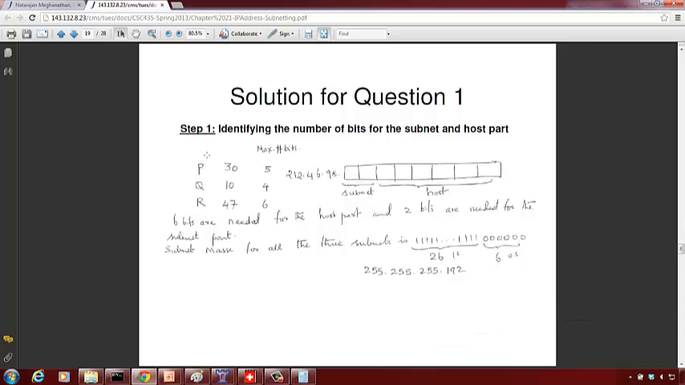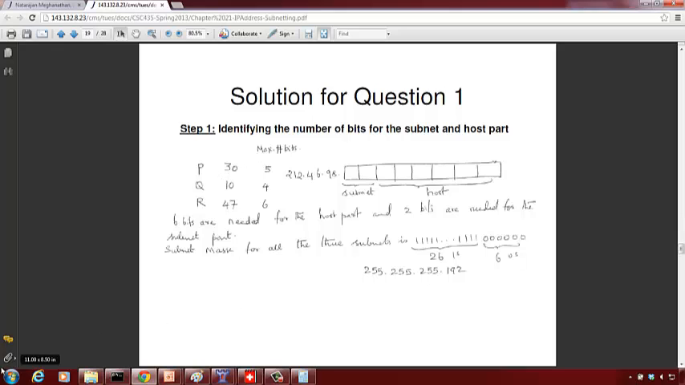The first step is to find out the number of bits you need to support each of these host counts. So if we have 30 hosts to support in P, how many bits do we need? That's going to be 5. Why? Because according to our rule, all the bits in the host part cannot be all 0s or all 1s. So 2 to the 5 minus 2, accounting for not having all bits 0 or all bits 1, is going to be 30.